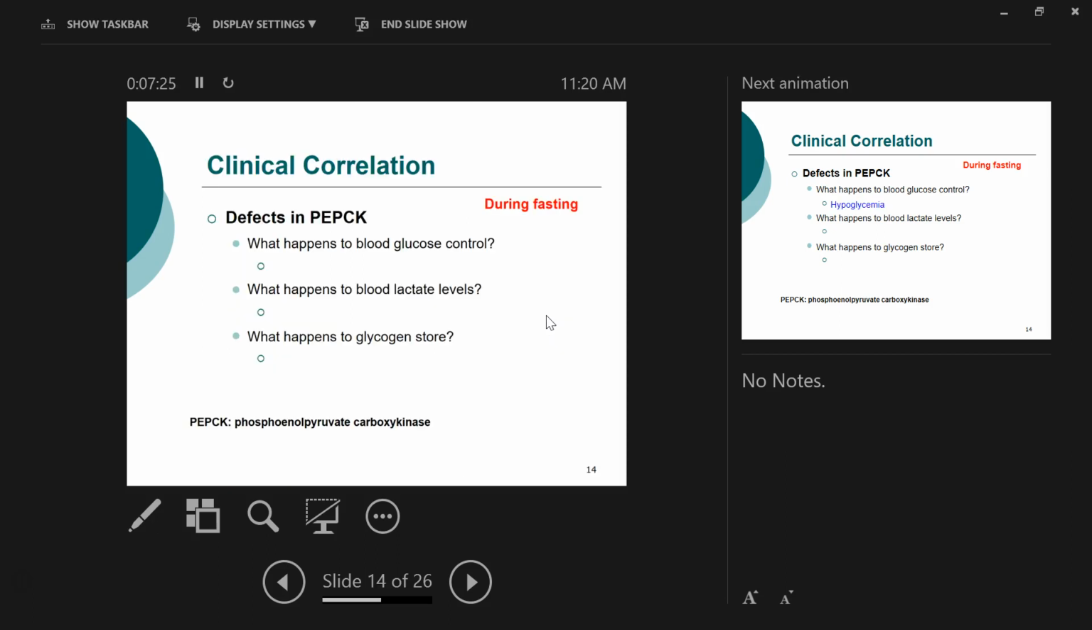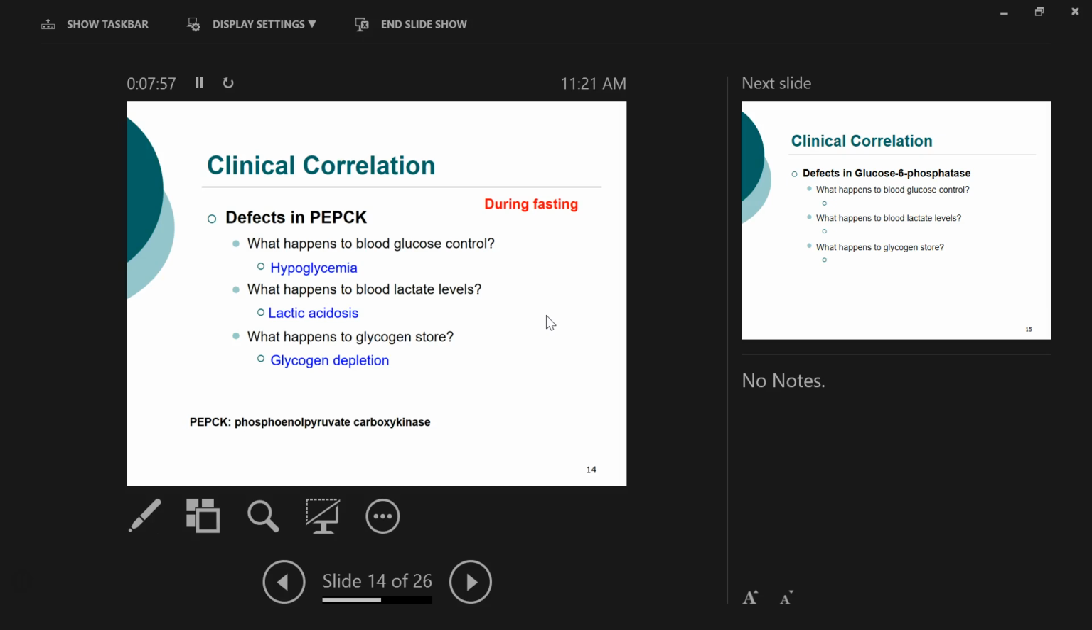And in this clinical correlation, we talk about 2 cases, right? You want to understand what kind of problem the patient will have if they don't have PEP-CK, right? Basically hypoglycemia, and a lot of lactate accumulates in the circulation, and we also use a lot of glycogen breakdown.